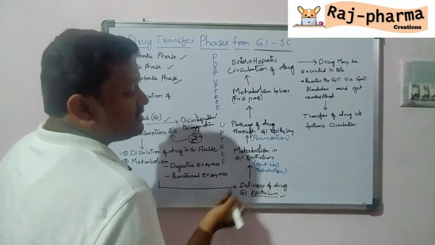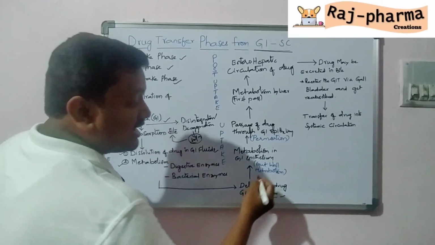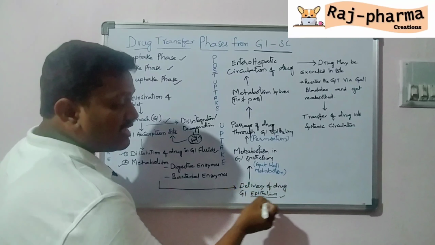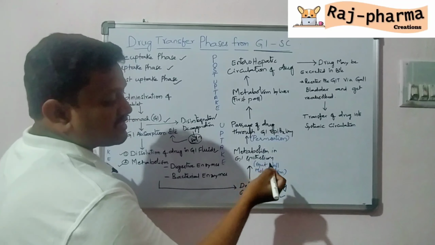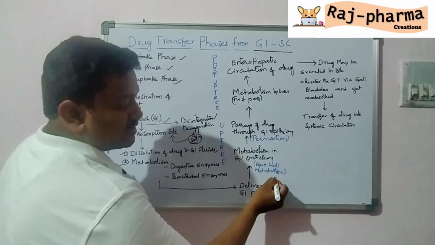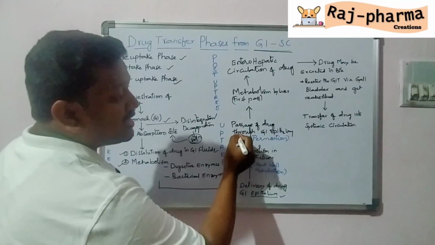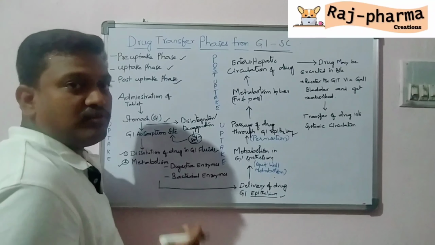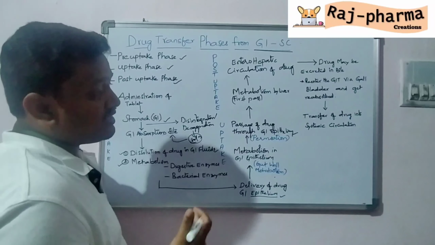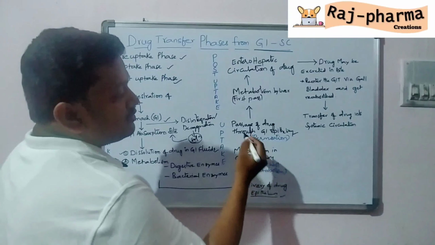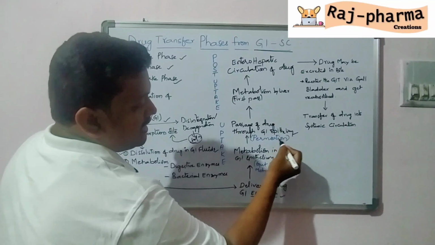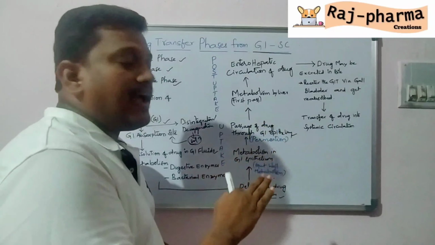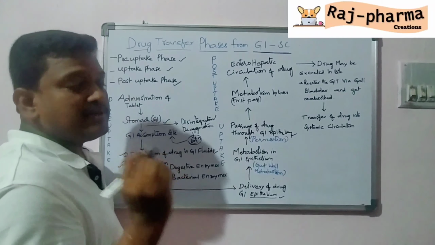There is one more metabolism called gut wall metabolism, which happens in the GI epithelium. Then comes the passage of the drug through the GI epithelium, which is called permeation. You know about the mechanisms of drug transfer. The drug passes through the GI epithelium and then enters the systemic circulation.